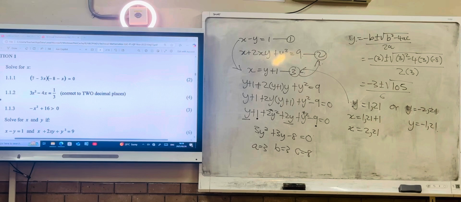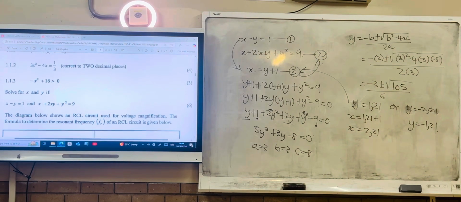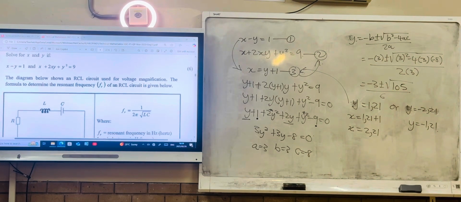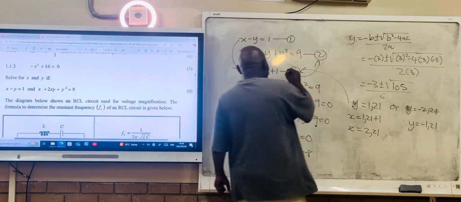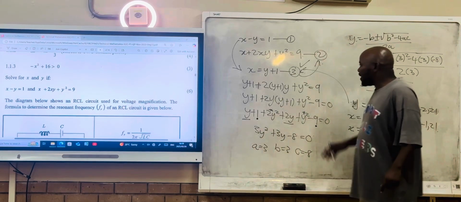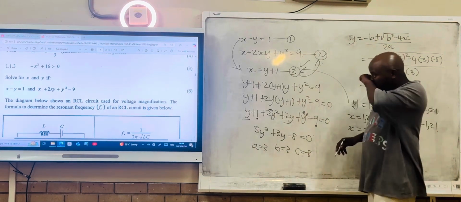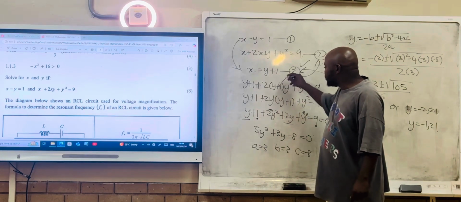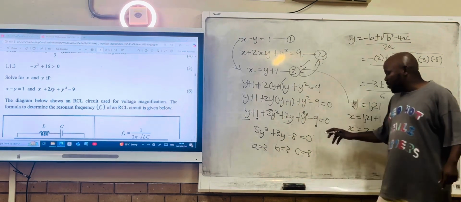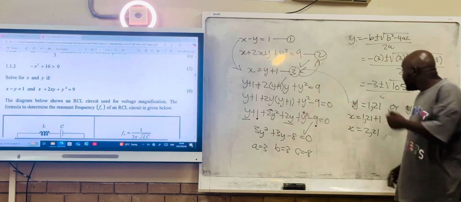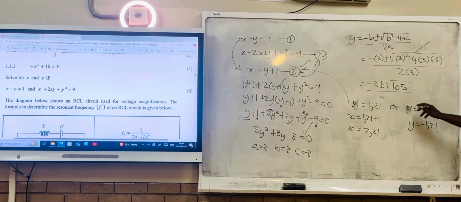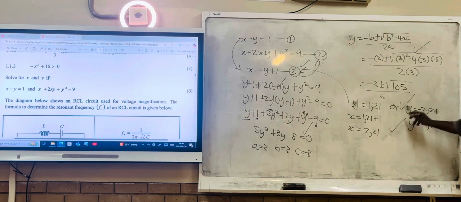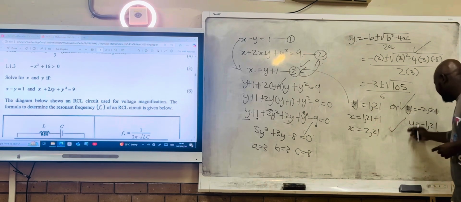Thank you very much. So now we are going to go to 1.3, which is 6 marks. Your first mark will be for getting into the third equation. Your second mark will be for substituting. Your third mark will be for standard form. Your fourth mark will be for factorizing. Your fifth mark will be for the y values. And your sixth mark will be for the x values. Sorry, let's fix that.